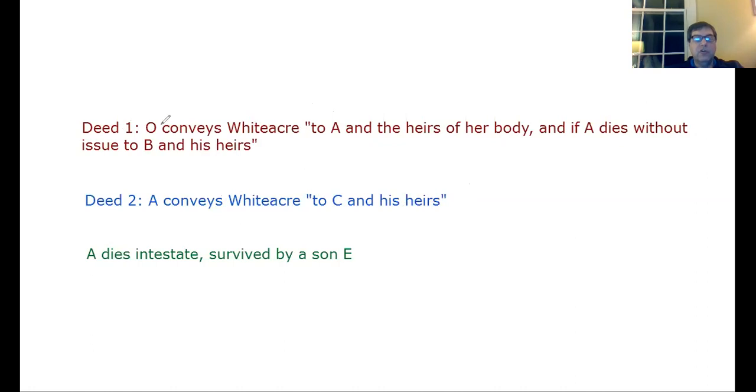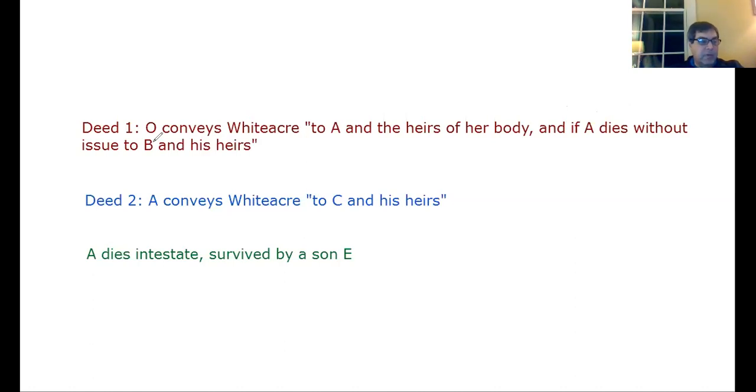Now, category 2 jurisdictions. When O conveys Whiteacre to A and the heirs of her body, that creates a fee simple in A, but it is a fee simple subject to an executory limitation in B, so that if A dies and doesn't have issue at the time of A's death, then B's executory interest will divest the fee simple, and B will be entitled to possession.